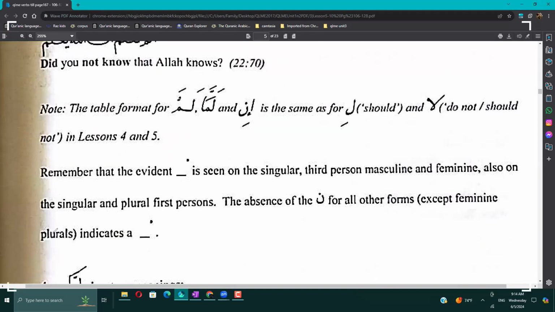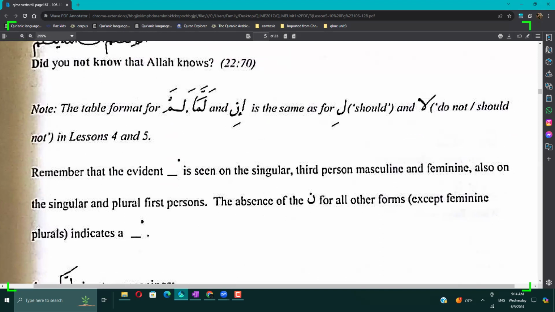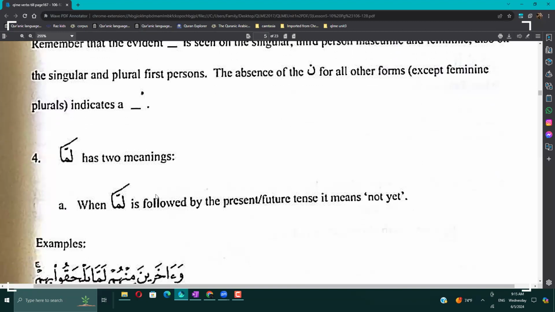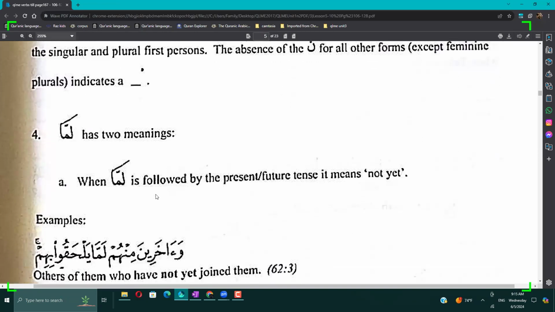Note that the table format for lam, lamma, and in is the same as for li, that is should, and la, that is do not or should not, in lessons 4 and 5. Remember that the evident sukoon is seen on the singular third person masculine and feminine, and also on the singular and plural first persons, like yaf'alu becomes yaf'al, taf'alu becomes taf'al, af'alu becomes af'al. And the absence of the noon for all the forms except feminine plural indicates a sukoon. Okay, the noon will not drop for third person feminine plural and second person feminine plural.